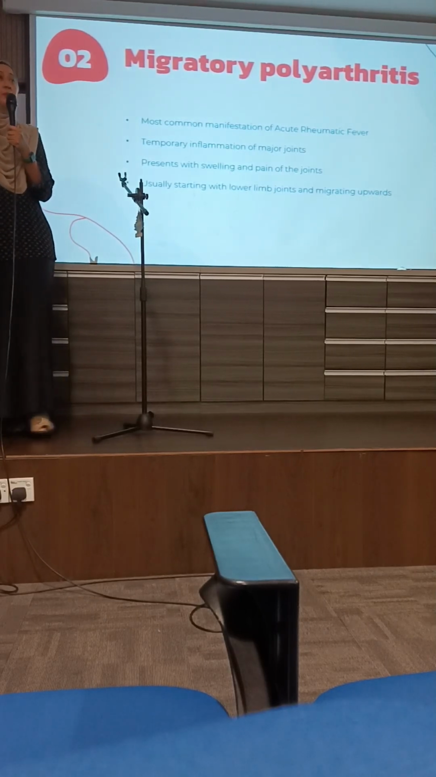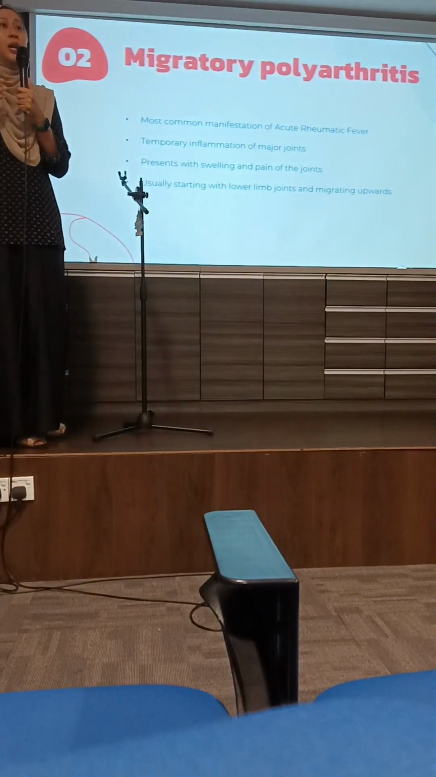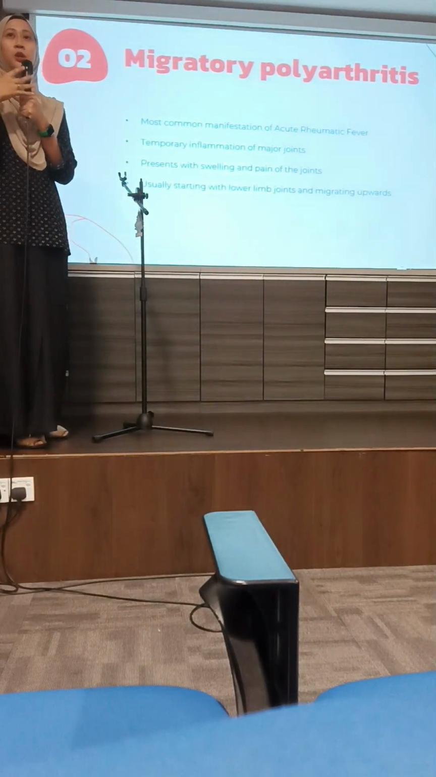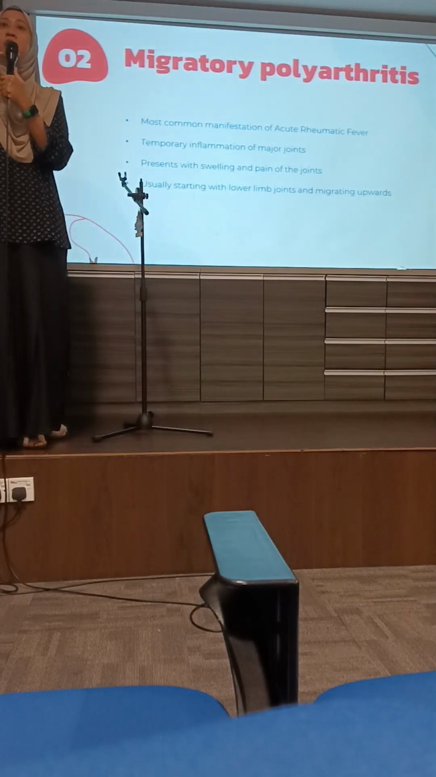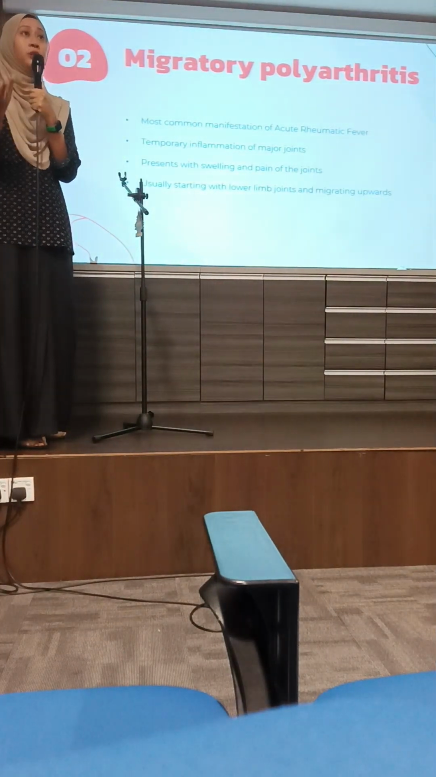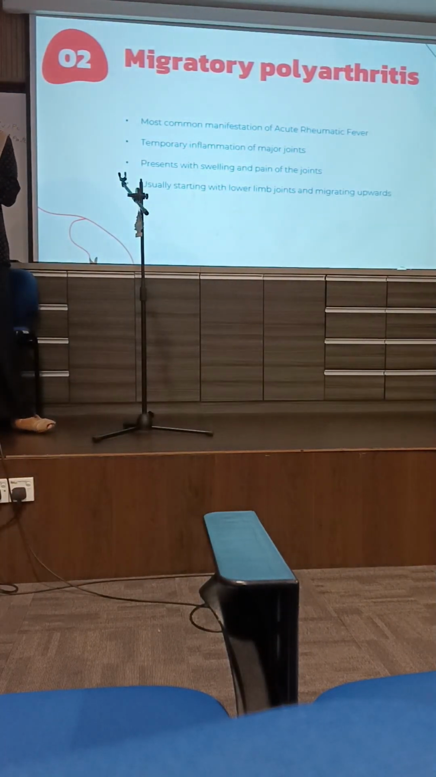But it's temporary. The inflammation of the joints is temporary, most likely because of deposition of antibody antigen complex, or the antibody actually recognizes an antigen on the tissue of the joints and causes inflammation, but it's very transient, and it resolves. Patients will present with swelling and pain of the joints. Typically it starts in the lower limbs and it migrates upwards. So that's why it's called migratory polyarthritis. Nothing special. It's just basically a fancy term for joint swelling.